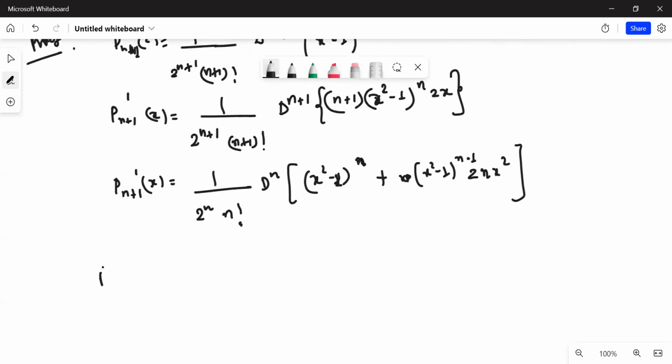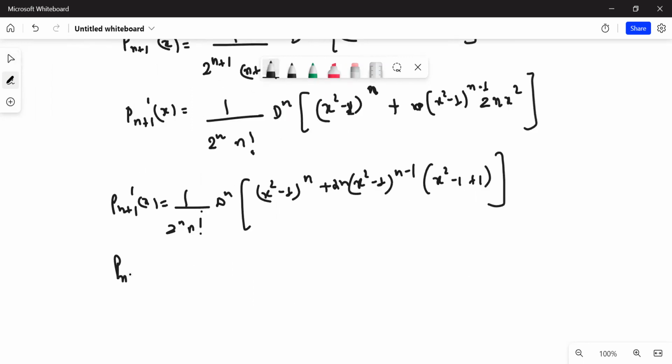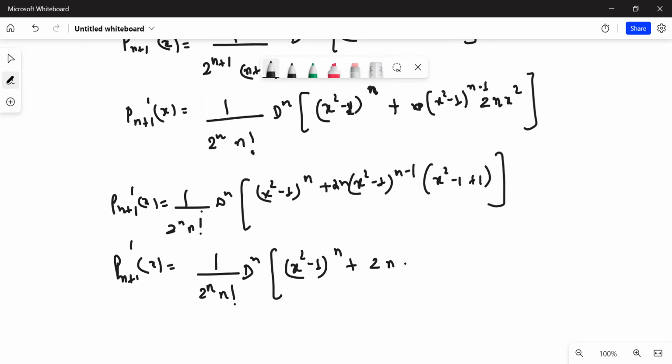Now, what you can do is, by certain small manipulation, I can write it in this fashion: x square minus 1 to the power n, and then I can write this x square as x square minus 1 to the power n minus 1. You have a 2n here, and then I can write x square minus 1 plus. If I do so, I will simply get P_{n+1} dash x is equal to 1 upon 2 to the power n, n factorial. I'll write d^n, and inside you have x square minus 1 to the power n, and then this is 2n into x square minus 1 to the power n plus 2n x square minus 1 to the power n minus. Okay, so this is what is going to be.